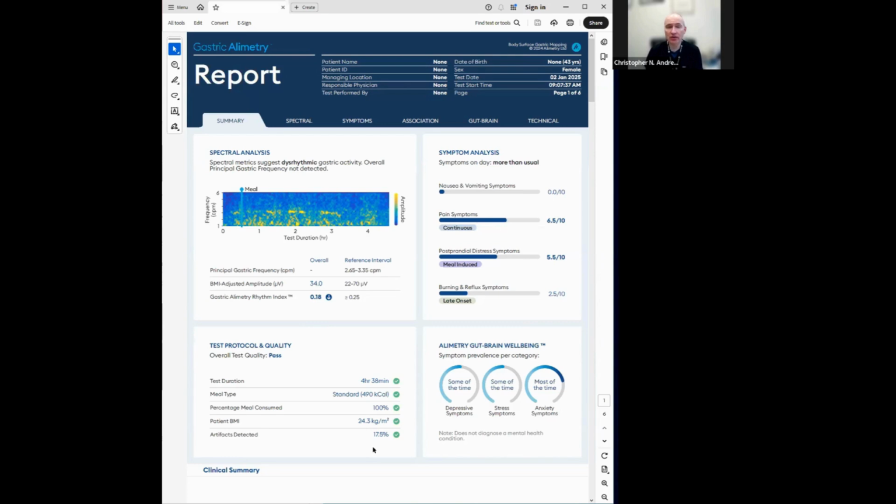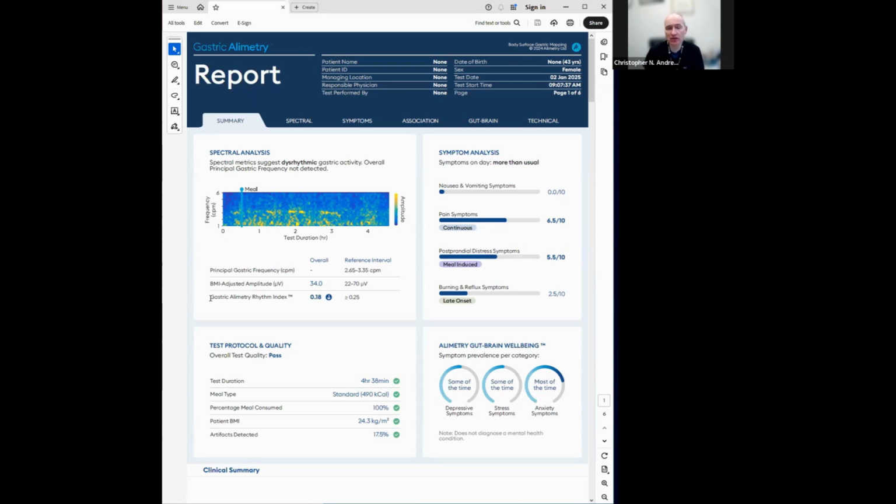So the next thing I look at first is the spectral analysis. And here you can see that not only does it give you the new spectral analysis, but overall the metrics for the gastric Alimetry study. Just by looking at it, you can see that there's no obvious sustained frequency that's propagated throughout the study. And consistent with that, the gastric Alimetry rhythm index is only 0.18. So it's less than 0.25, and this is consistent with a dysrhythmic phenotype.